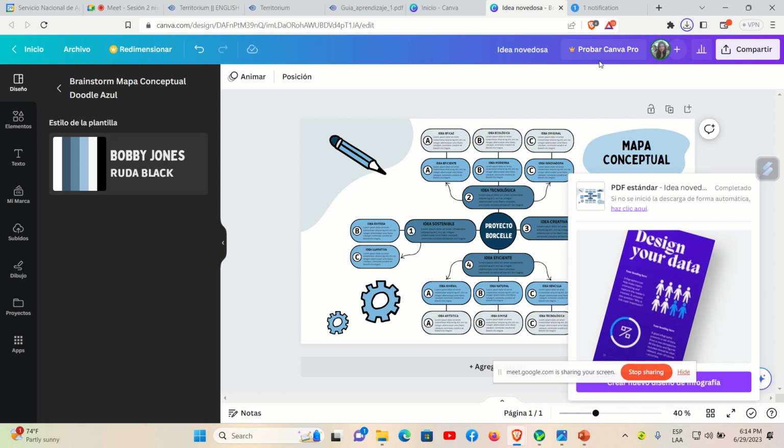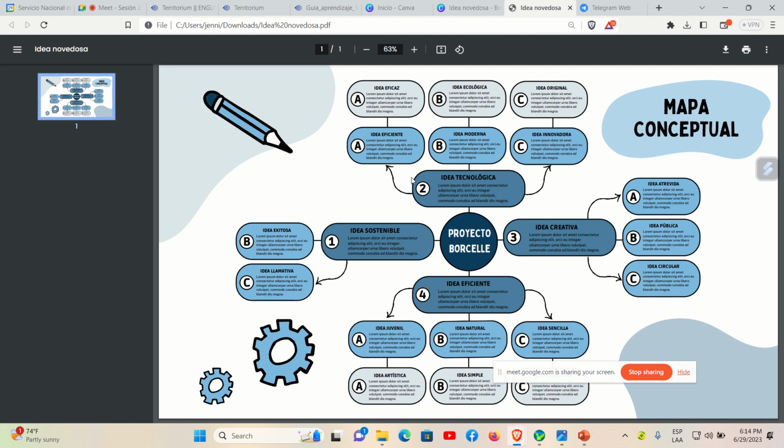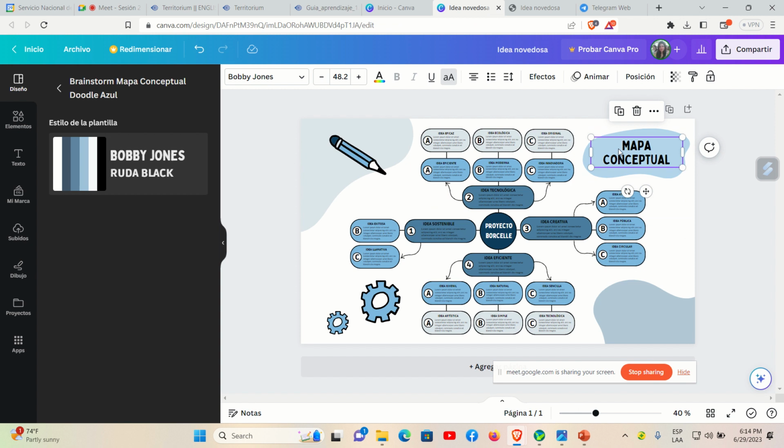Es como para hacer bien el ejercicio. Entonces, por ejemplo, a ver, idea novedosa. Mira, ya quedó en PDF bien bonito. Igual recuerden que en alguno de estos, donde dice mapa conceptual, podemos colocar nuestros datos, ¿no? Porque uno de los requerimientos en la guía es que coloquemos nuestros datos personales.